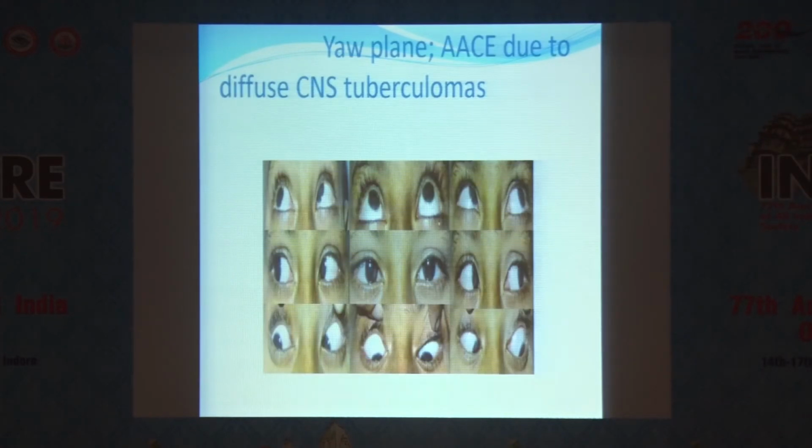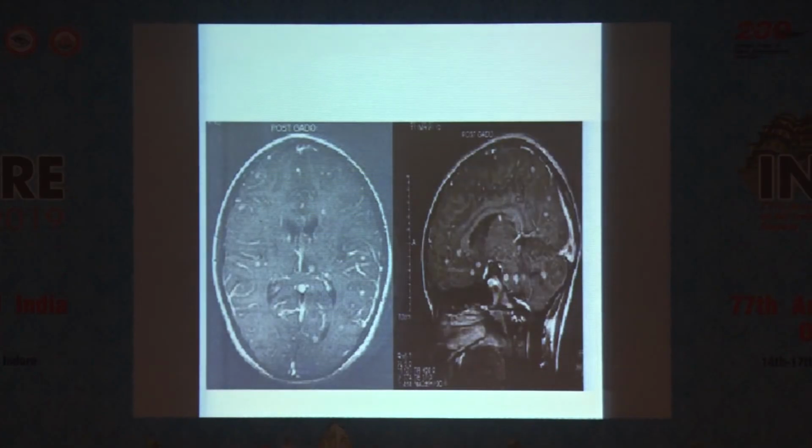Now this is an acute acquired comitant esotropia in a child who was about 10 years old and complained of diplopia. You can see the abductions, the movements are perfect. There is no limitation of movement, so it doesn't look like sixth nerve palsy at all. This is showing the MRI of this child, which has a lot of diffuse tuberculomas. So cerebellar tuberculomas can cause acute acquired comitant esotropia, which can create issues.